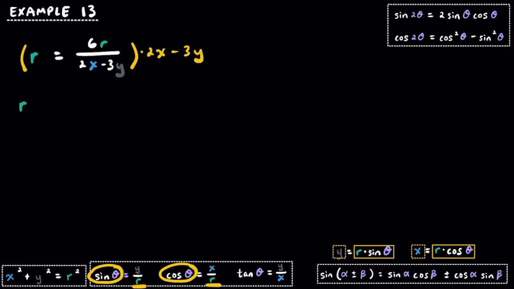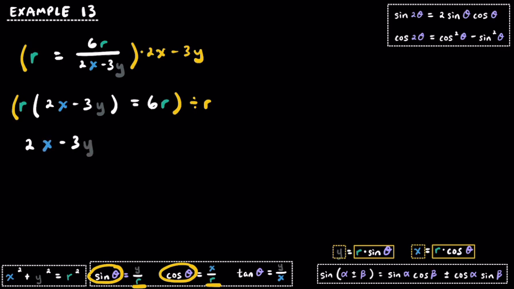Multiplying both sides by that 2x minus 3y, on the left side we'll have r times the quantity 2x minus the 3y, and on the right side, that 2x minus 3y will cross cancel, and we'll just have 6r left. On both sides of the equation, if we divide by r, then we don't have to deal with that anymore because it'll cross cancel on both sides. So on the left side, we'll have 2x minus the 3y, and on the right side, we're just left with a 6 since the r's cross cancel.